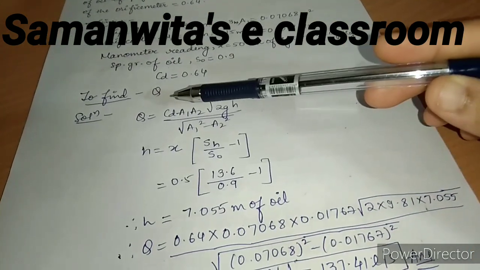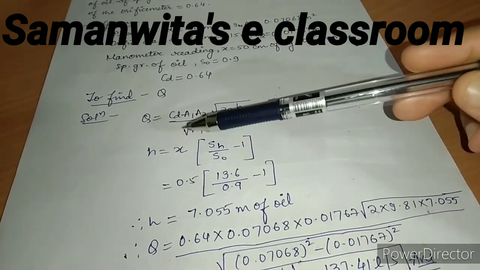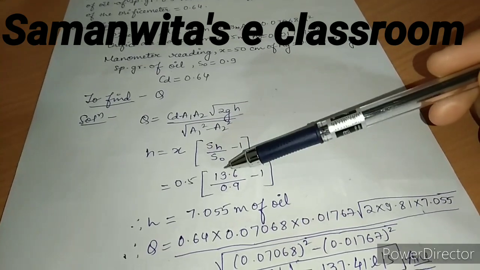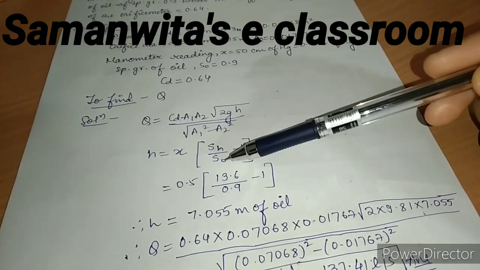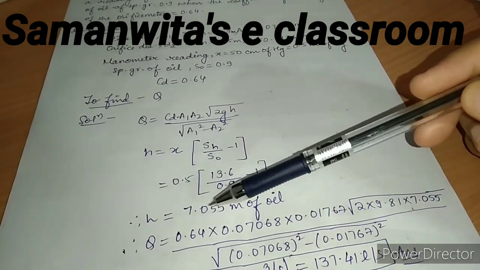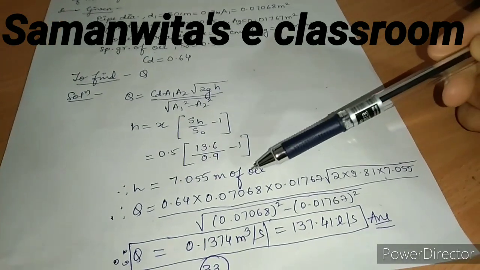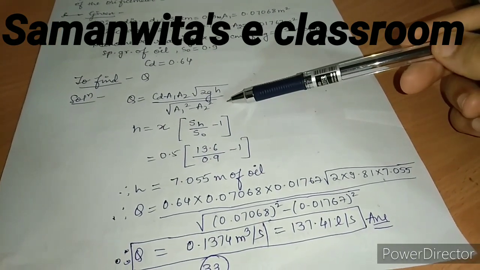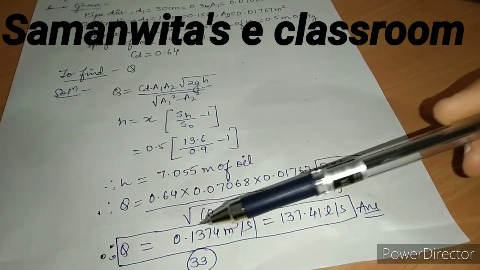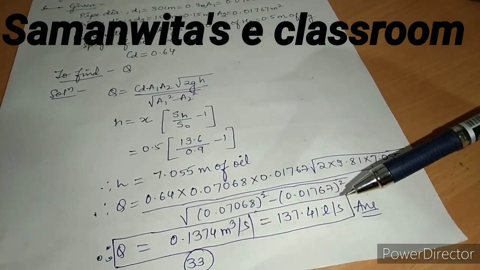Again using the same formula of Q, and for H the formula this time will be H equal to X into SH upon SO minus 1, where SH is the heavy fluid specific gravity and SO is the specific gravity of the flowing fluid. Here it is oil. When I substitute all the values, I get H equal to 7.055 meter of oil, and when the value of H and other data is fed into this equation of Q, you will get the answer of Q as 0.1374 meter cube per second, which is 137.41 liters per second.